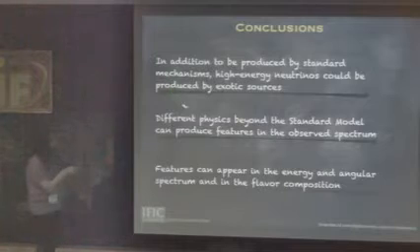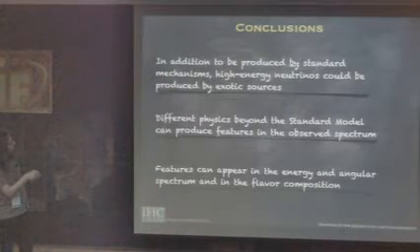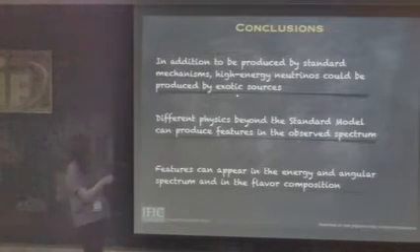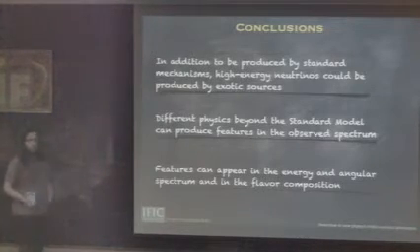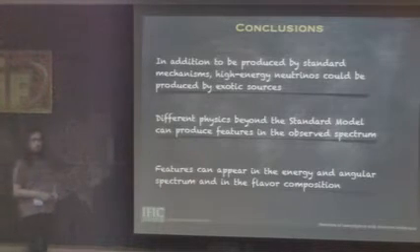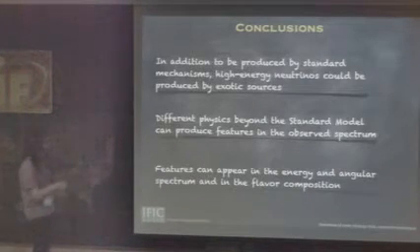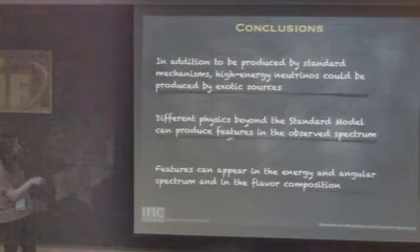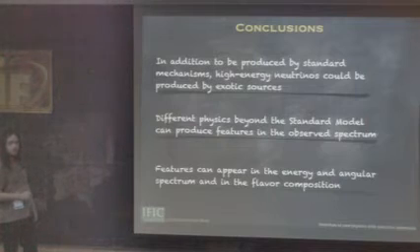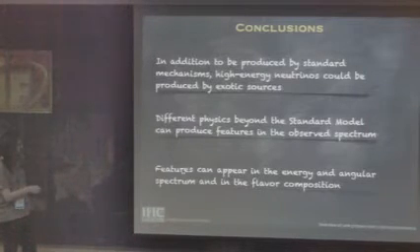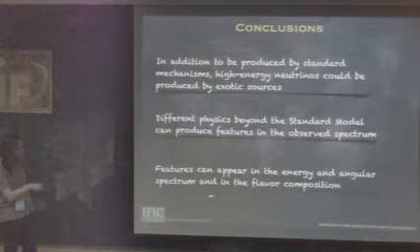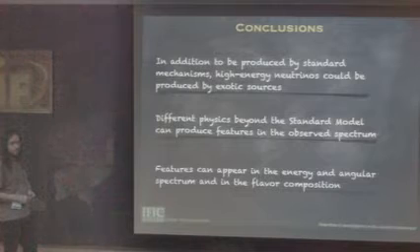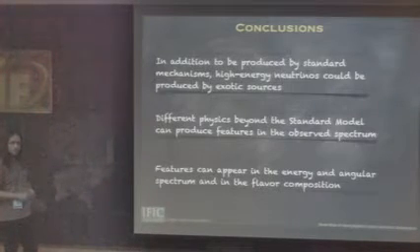Anyway, let me conclude. In addition to being produced by standard mechanisms like AGNs, gamma ray bursts, starburst galaxies or so, high energy neutrinos may be produced by other exotic sources. So we can try to constrain those kinds of sources and the physics they imply. There are different physics beyond the standard model that can produce features in the spectrum that so far are not seen. Those features can appear in the energy and angular spectrum and the flavor composition. So we can use them to at least bound all these new physics and all these crazy models. Thank you.